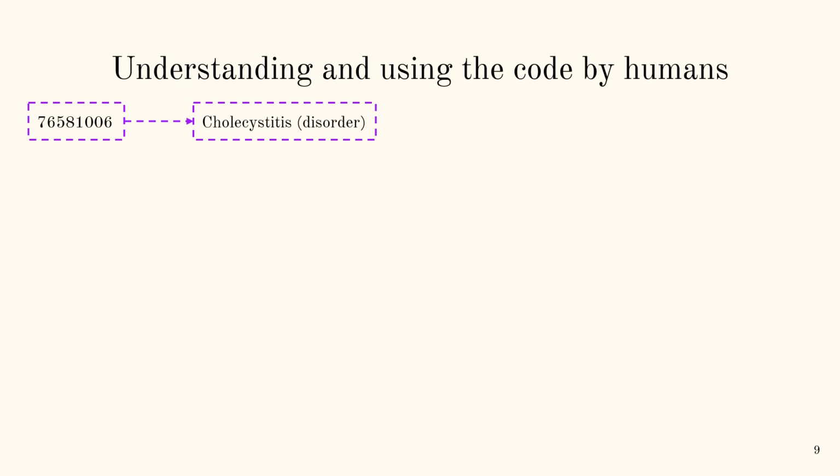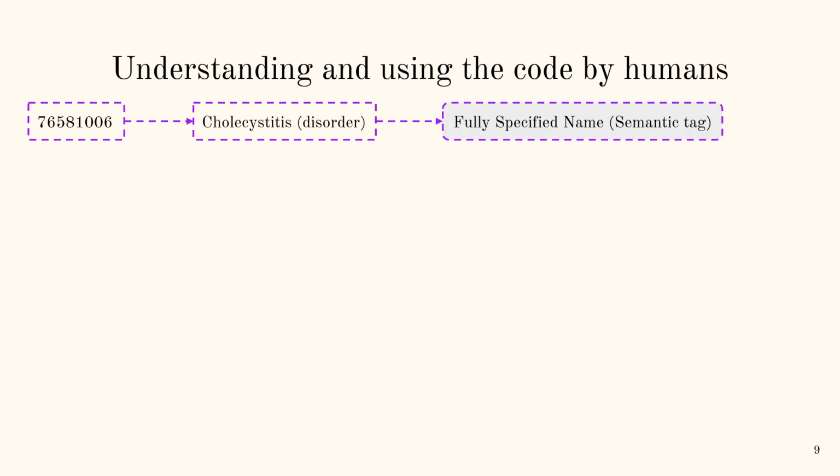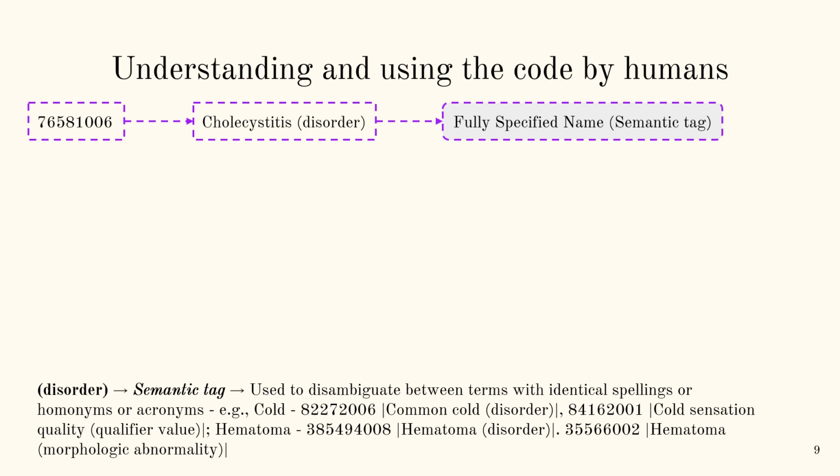So therefore, this is the meaning, and it is the fully specified name. Now the identifying aspect of the FSN is the presence of something called the semantic tag, which is again in the parenthesis. Now in this case, it is the disorder. The word disorder is the semantic tag. And why do we need to have this? This is because it is used to disambiguate between terms with identical spellings or homonyms or acronyms.